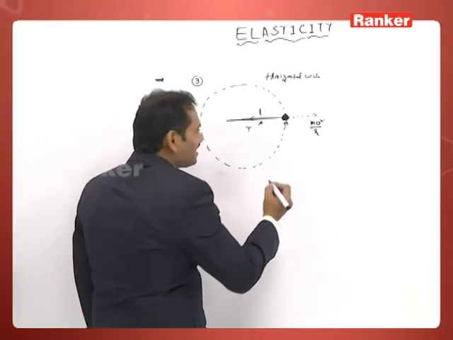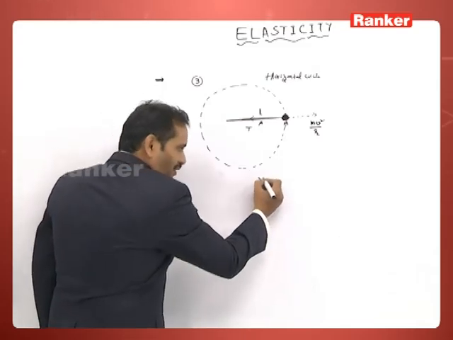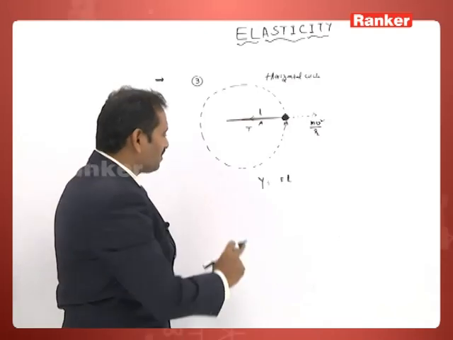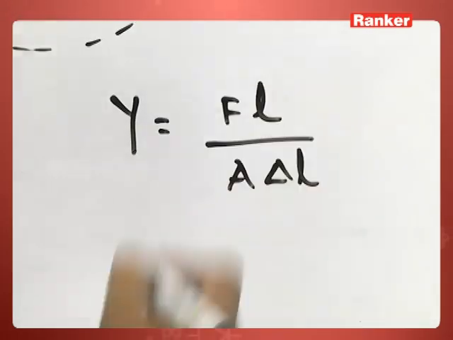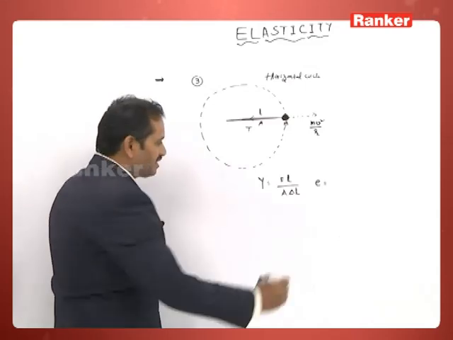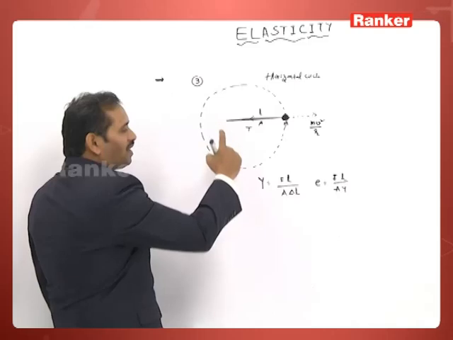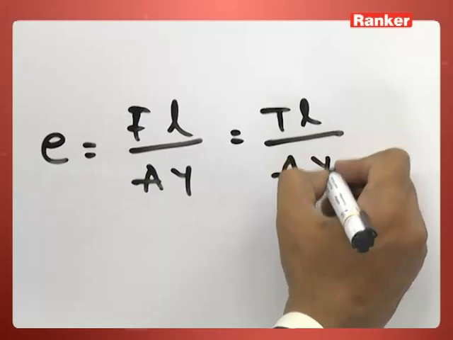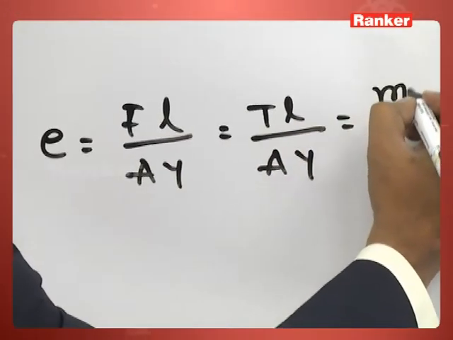They will ask you, what is the extension produced in the wire? Y equal to FL by A delta L, using the same condition. What is my aim here? Extension, they can put a question to you. That is delta L equal to FL by AY. Here F is nothing but tension. T is nothing but mv square by r. This is the condition.